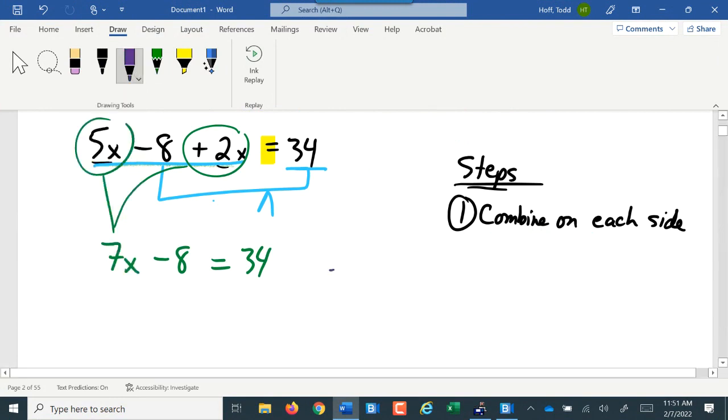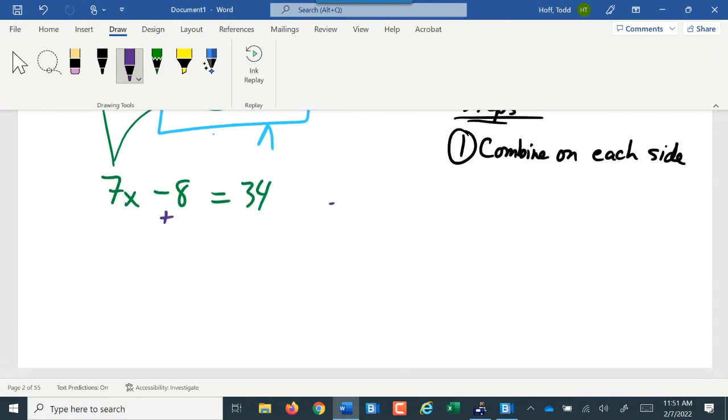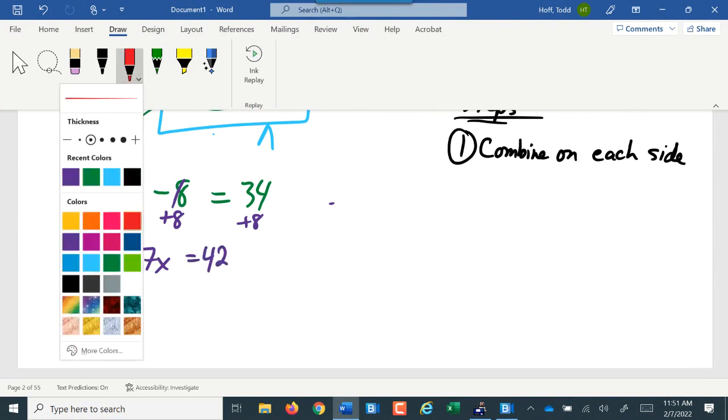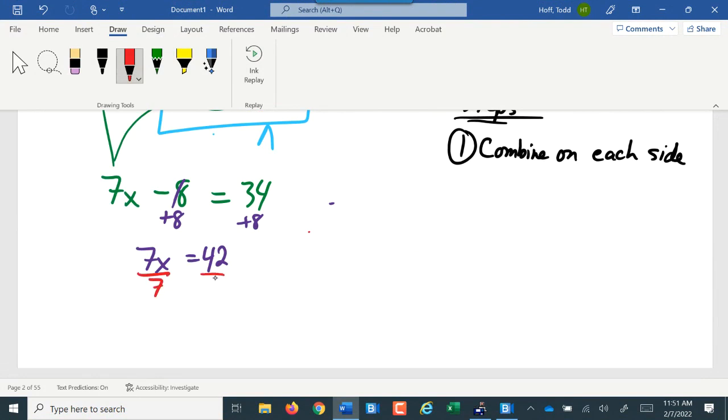Next, I'm ready to solve. I add the 8. 7x equals 34 plus 8 is 42. And we can divide by the 7. X equals 42 divided by 7 is 6.